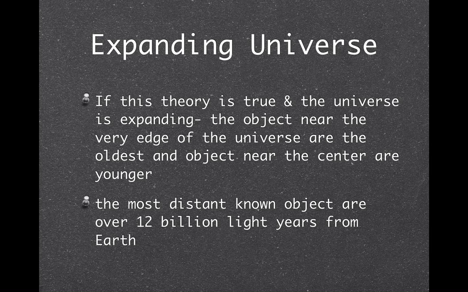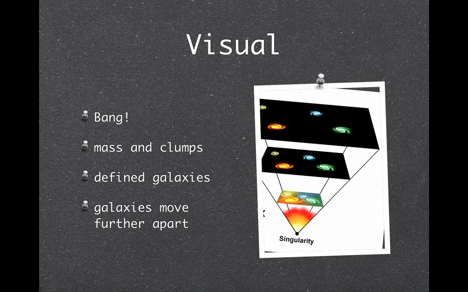The most distant known object to Earth is 12 billion light years away. And remember, a light year is not an actual time, it's a distance traveled over time. So we know that if it takes 12 billion years for the light from that object to get to us, then it is at least that many years away. So that gives us a reference point that if the Big Bang were to have really been true, then we can judge things based on how old they are from us.